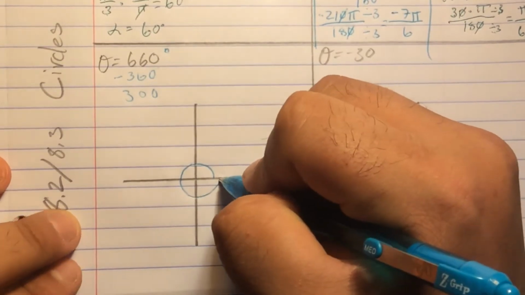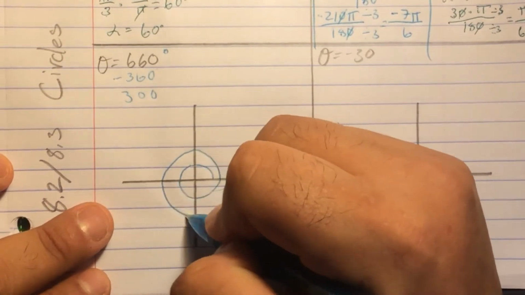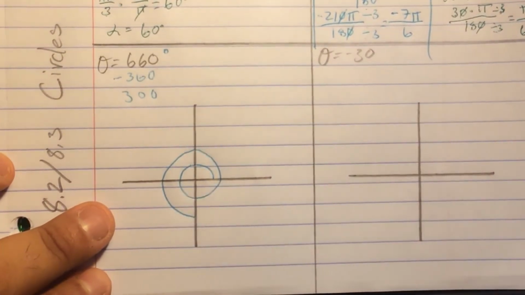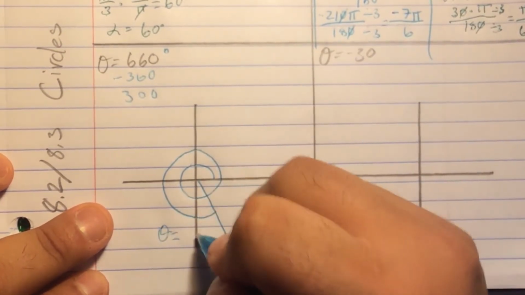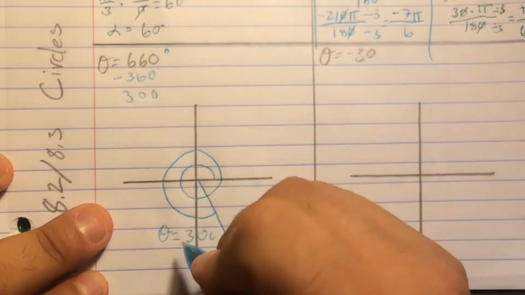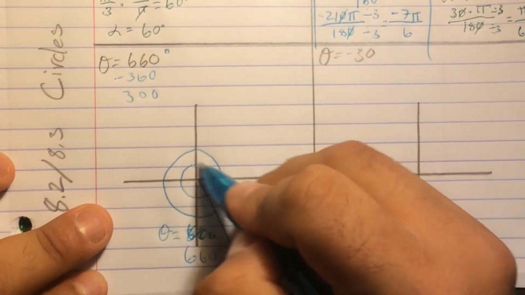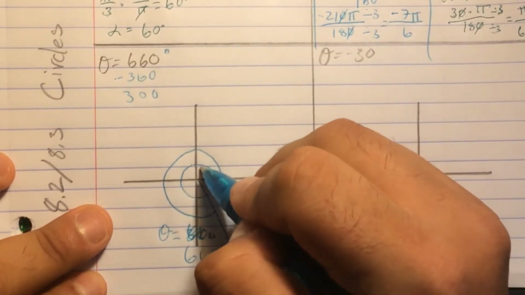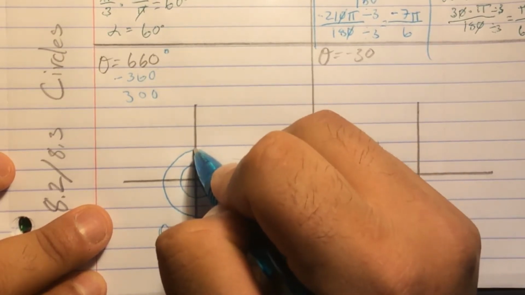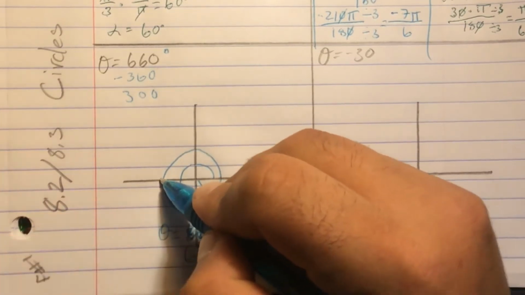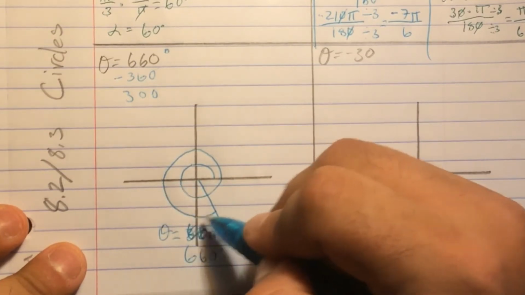So if we did that, we'd go 90, 180, 270, and then from 270 we only need 30 more. So 30 is about right there. This is going to be our theta, which is going to be 660 degrees, because we went around 360. So 360 plus 90 is 450, then 540, then 630, and then another 30 would give us 660.